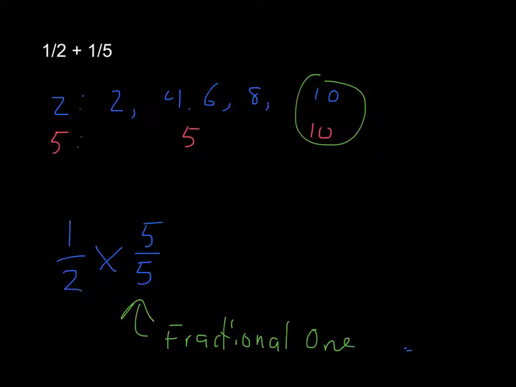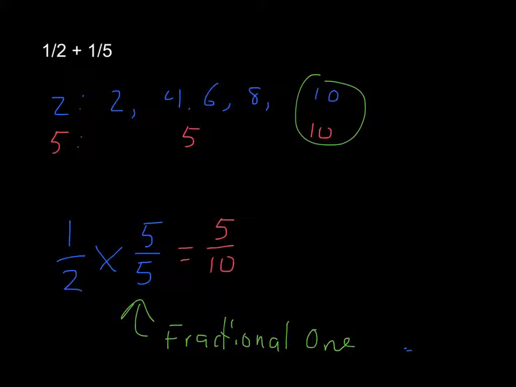And when I multiply, I just multiply straight across. So 1/2 times 5/5, 1 times 5 is 5. 2 times 5 is 10. So 1/2 is the same as 5/10.